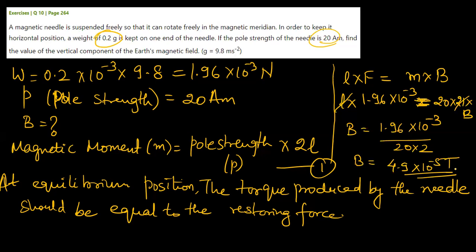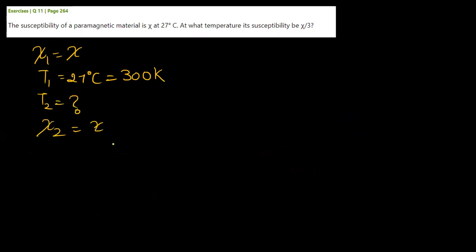Little tricky sum, but a good question to solve. Last question for the chapter. We have been given a susceptibility of a paramagnetic material chi at 27 degrees Celsius. So let chi1 be equal to chi. Let T1 be 27 degrees Celsius, that is 300 Kelvin. Convert it to Kelvin. At what temperature, second temperature has been asked, will the second susceptibility be chi by 3?